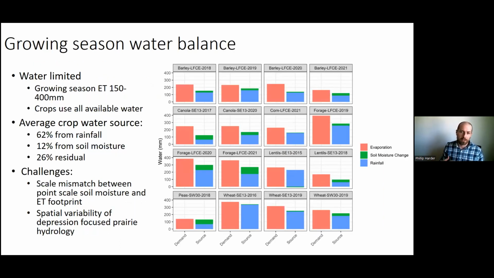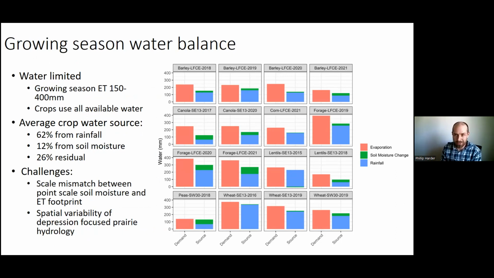So when we go out, collect all this data, gap fill, and do energy balance closure on our evapotranspiration, what we end up having is these growing season water balances. So red being crop water use as captured by our eddy covariance, blue being the rainfall that we've observed, and green being the change in soil moisture over the course of the growing season, from seeding to harvest.